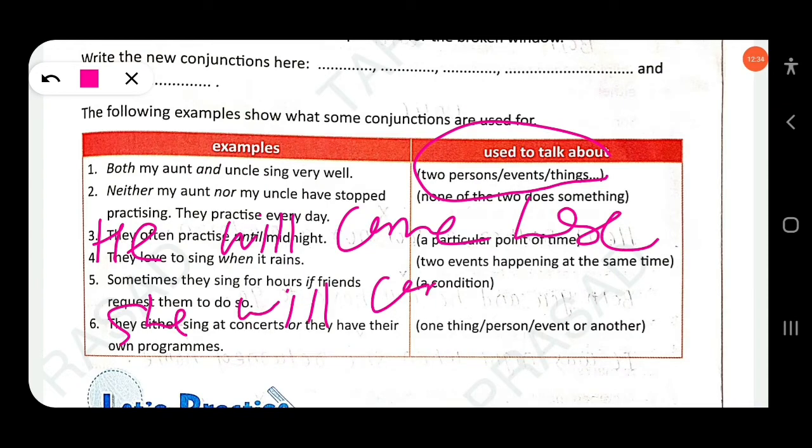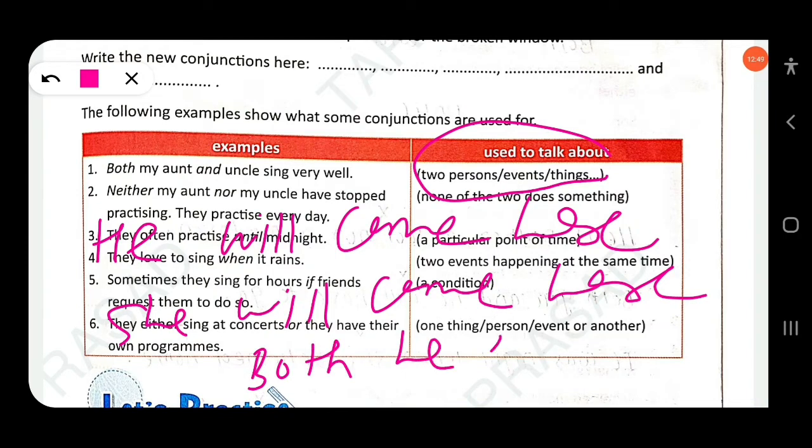Okay, so now you have to join the two sentences using both and. Both he and she will come here. Okay, clear?